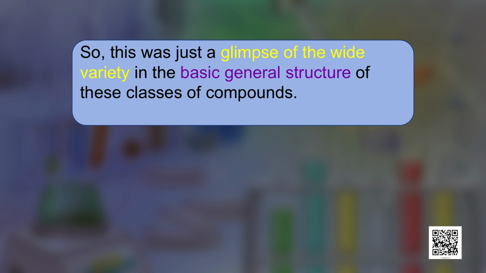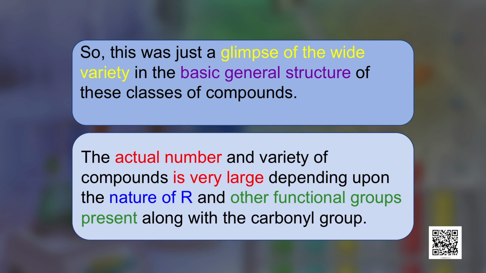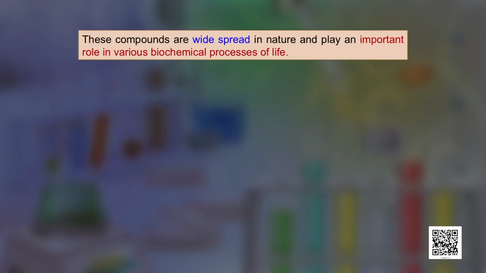So, this was just a glimpse of wide variety of basic general structure of these classes of compounds. The actual number and the variety of compounds is really very large depending upon the nature of R and the functional group present along with the carbonyl group. These compounds are very widespread in nature and play an important role in various biochemical processes of life.